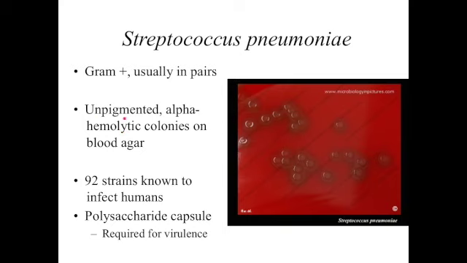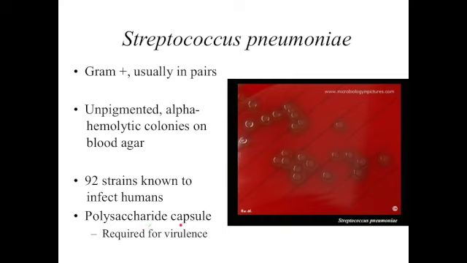On blood agar, these don't really have a pigment, so they kind of look red like the agar looks, and they are alpha hemolytic. Remember, that means they cause a kind of gray or green color to occur on the blood agar. We looked at that in the lab. There are 92 different strains of Streptococcus pneumoniae that are known to infect humans. Because there's so many strains, it's hard to make a good vaccine that will cover all Streptococcus pneumoniae.